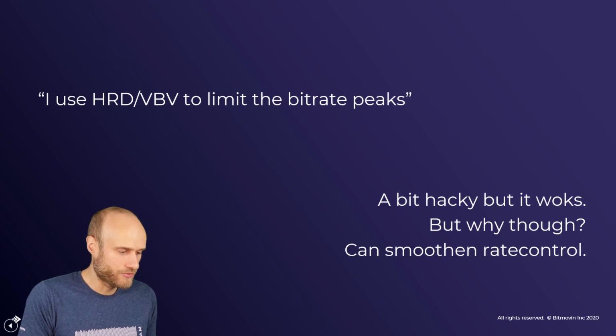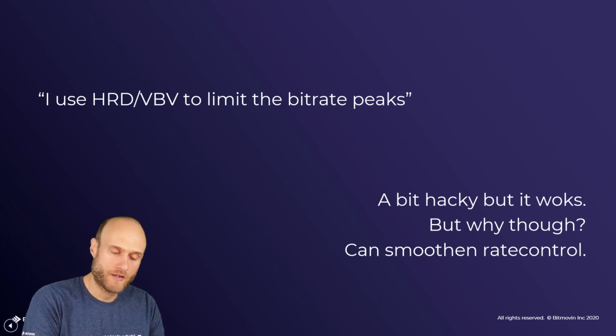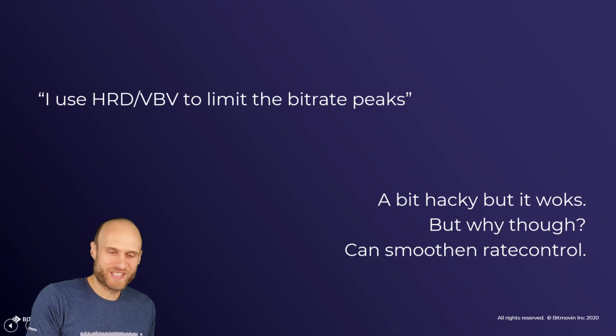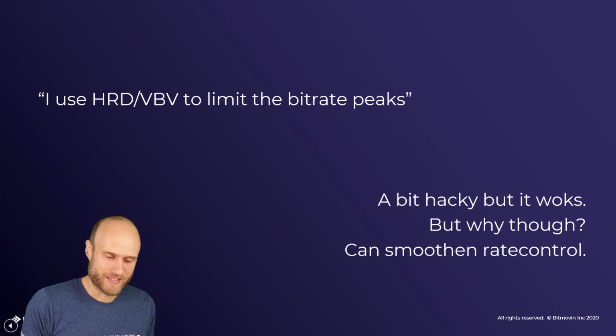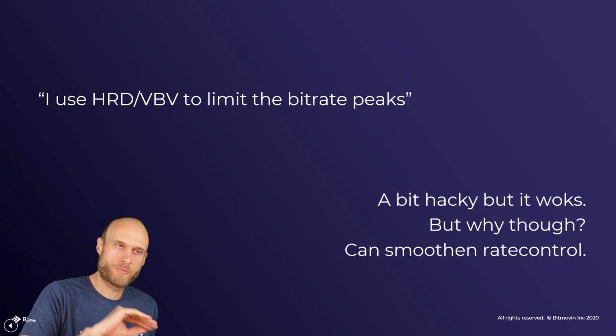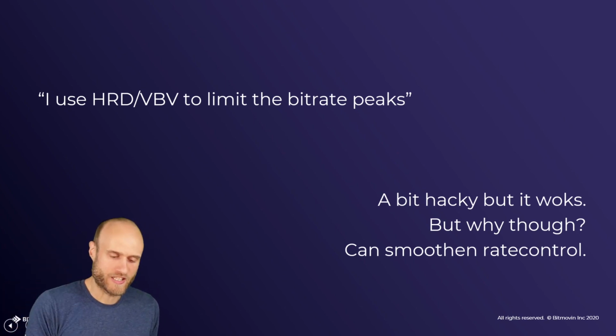Another thing: I use HRD VBV parameters to limit the bitrate peaks. That is something we've seen often being done, so that you try to influence the rate control by setting the HRD parameters. And this works. So for example, you can do a CRF encode and set HRD parameters to cut off the higher bitrate peaks, like a cheap man's per-title encoding. That works. And you can also influence the rate control a little bit differently by setting these parameters. It will typically give an upper limit on how high the bitrate can get.